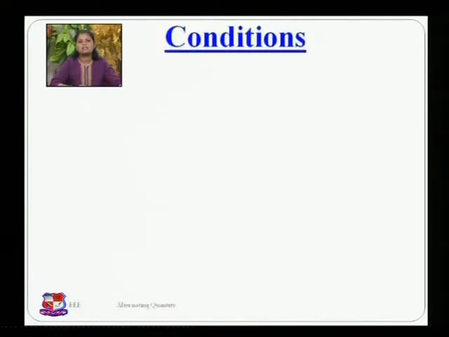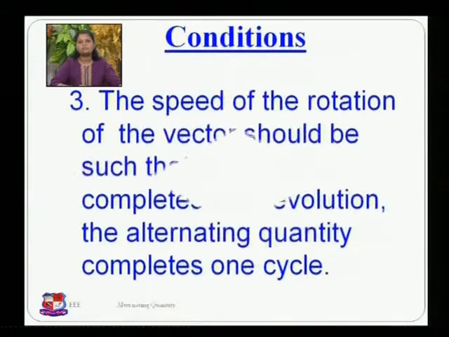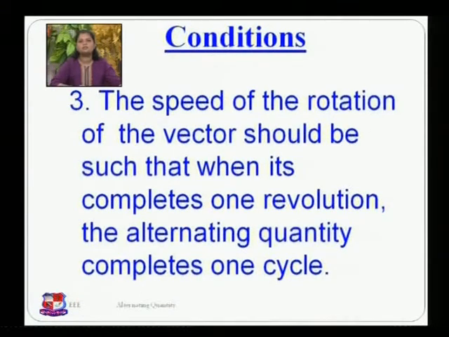And the third and last condition is that the speed of rotation of the vector should be such that when it completes one revolution, the alternating quantity completes one cycle. So the angular speed of the vector should be exactly equal to the frequency of the alternating quantity. So whenever your vector completes one revolution, your alternating quantity completes one cycle. If these 3 conditions are satisfied, you can represent any alternating quantity by a vector quantity.